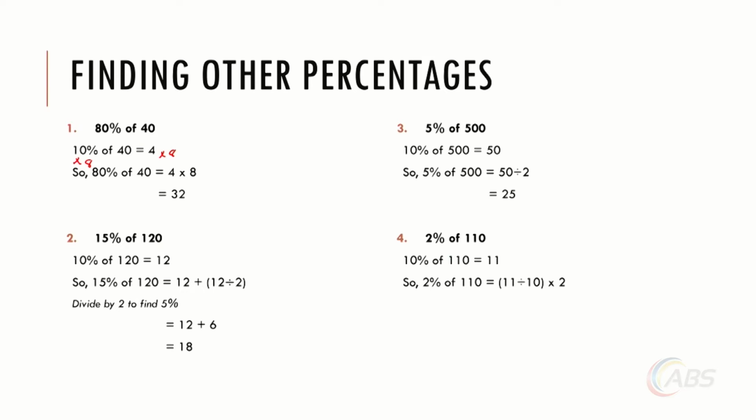So to find 2%, that would be 11 divided by 10 multiplied by 2. So we divide by 10 to find one part, or 1%. And when we divide 10 into 11, we get 1.1. We multiply that by 2, and we get 2.2. And so 2% of 110 is 2.2.